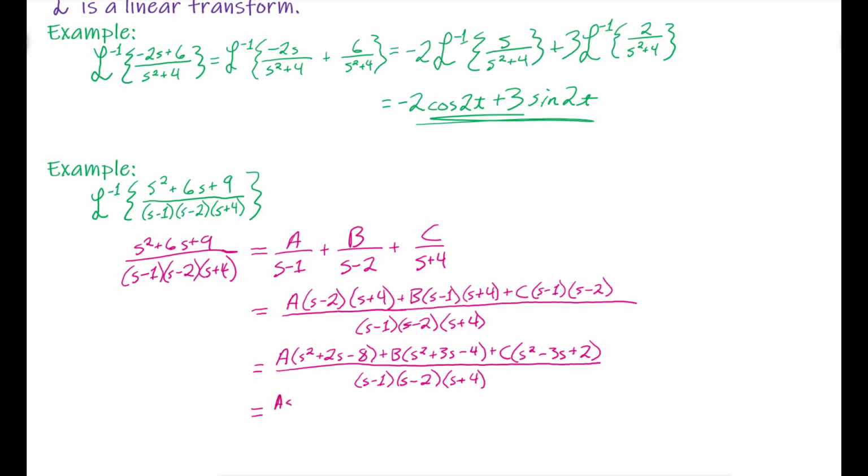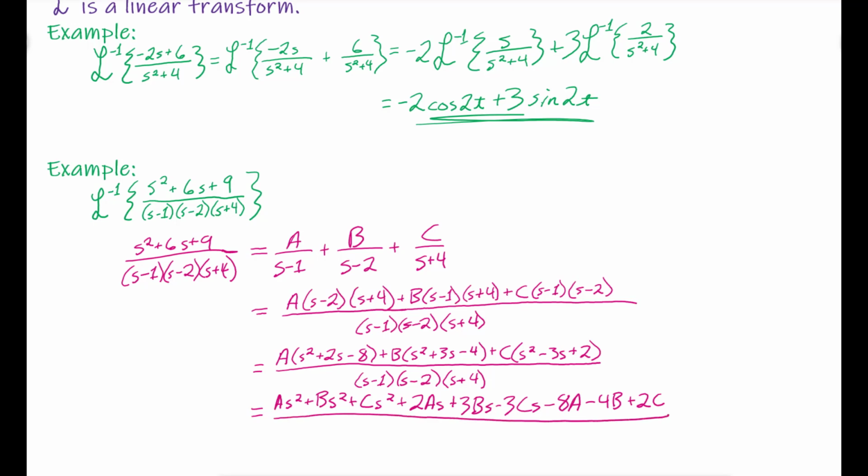So I have an as squared, I have a bs squared, and I have a cs squared. I have a 2as, I have a 3bs, and a minus 3cs. And I have a minus 8a, minus 4b, and a plus 2c, all to work with. And denominator still the same.